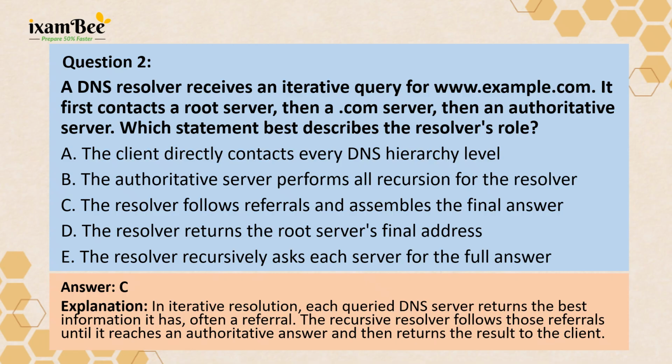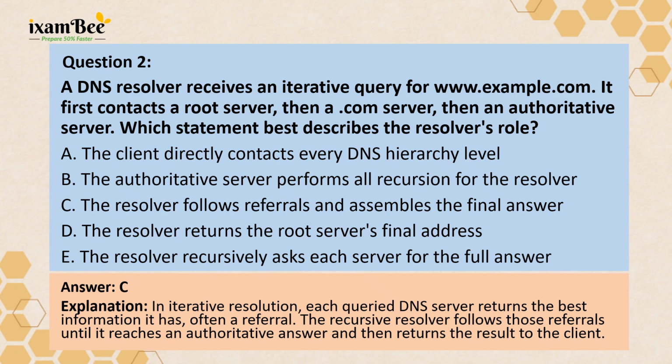The question is testing whether you understand the difference between what a client does and what the resolver does behind the scenes. The client itself only ever talks to one place. Its configured DNS resolver. It's the resolver that does all the legwork. It queries the root server, which doesn't have the final answer, but refers it onward to the correct .com server. That server in turn refers it to the authoritative server for example.com.